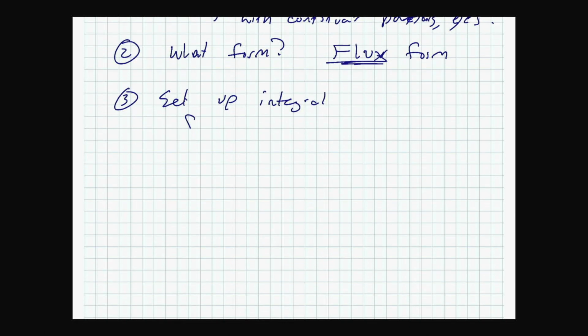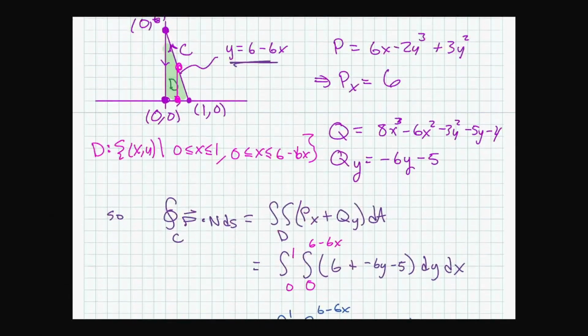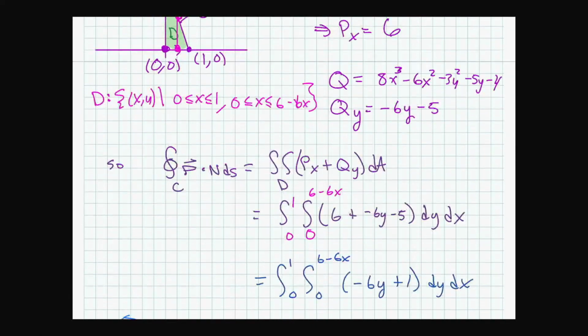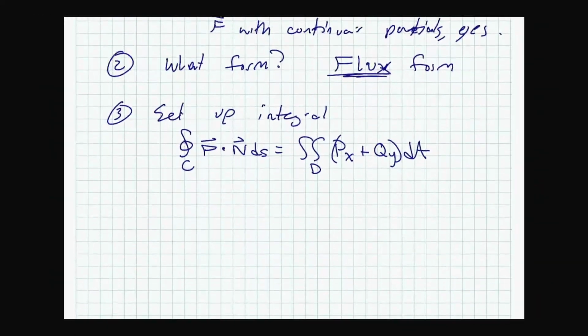So we know that the whole point is that the line integral over C of F dot n ds, that's the flux integral, is going to be the double integral over D of, what was it? Flux, so it's Px plus Qy dA, the same kind as we just did.